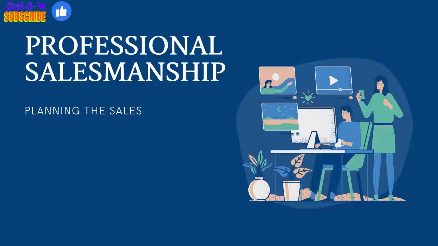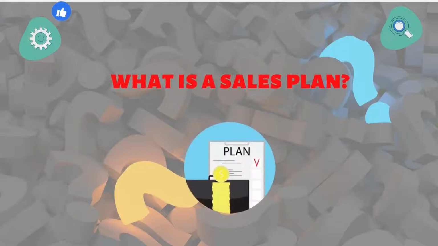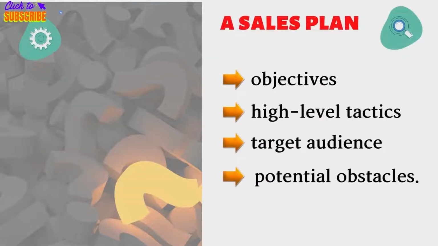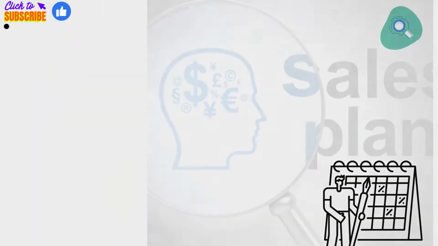So if you want to plan a sale, of course, you need to have a sales plan. Now, what is a sales plan? A sales plan lays out your objectives, high-level tactics, target audience, and potential obstacles. It's like a traditional business plan but focuses specifically on your sales strategy. A business plan lays out your goals, while a sales plan describes exactly how you'll make those happen.